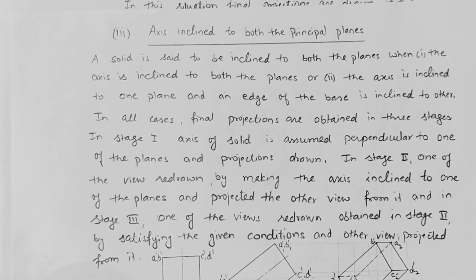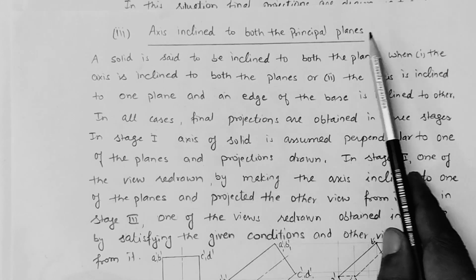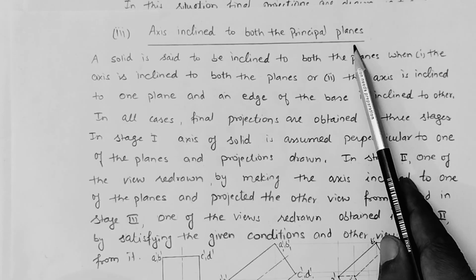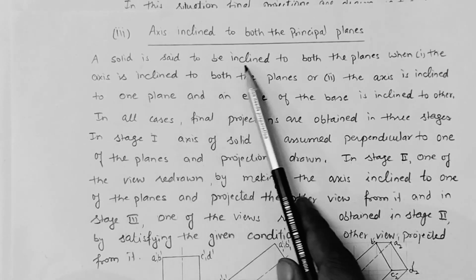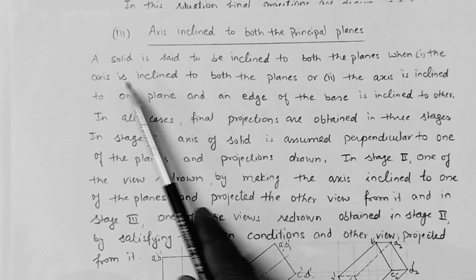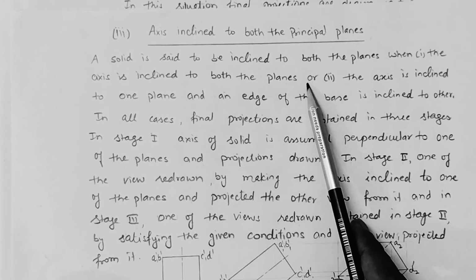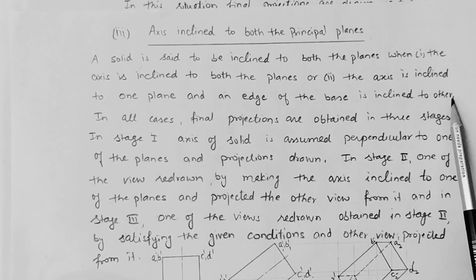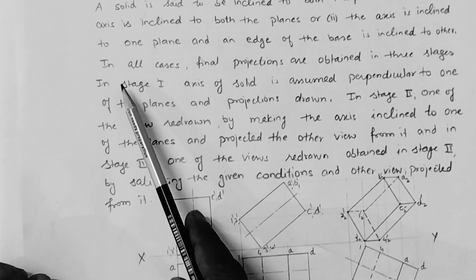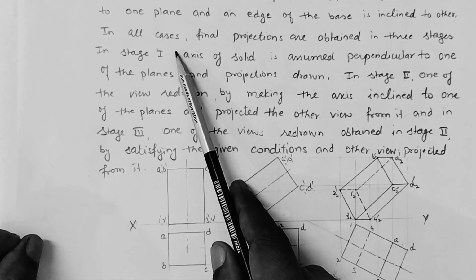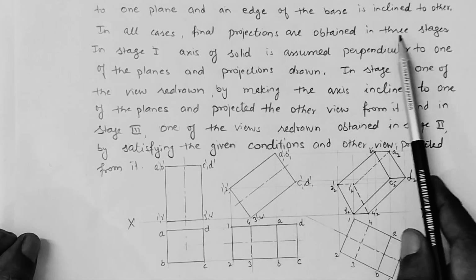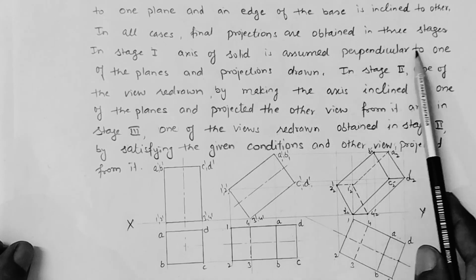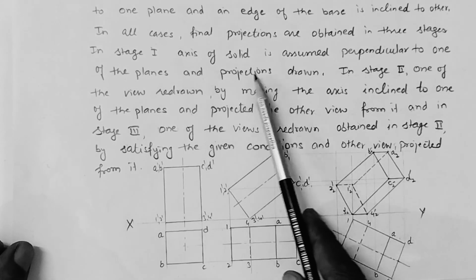In the third condition, the axis is inclined to both the principal planes. In this case, we have to complete the projection in three stages. A solid is said to be inclined to both the planes when the axis is inclined to both the planes, or the axis is inclined to one plane and an edge of the base is inclined to the other. In all cases, final projections are obtained in three stages. In stage 1, the axis of the solid is assumed perpendicular to one of the planes and the projection is drawn.